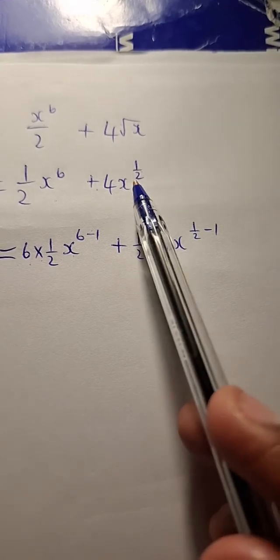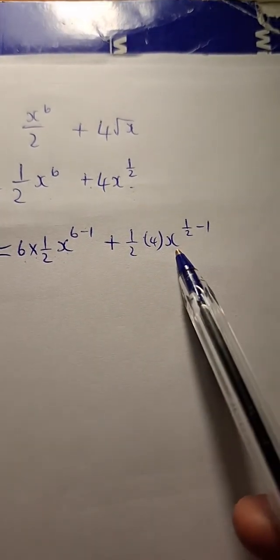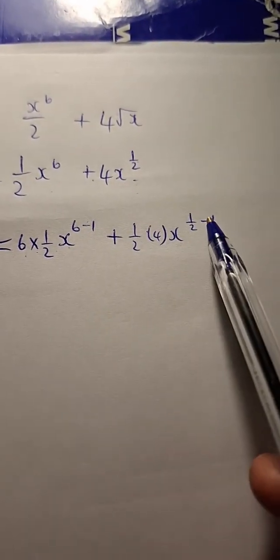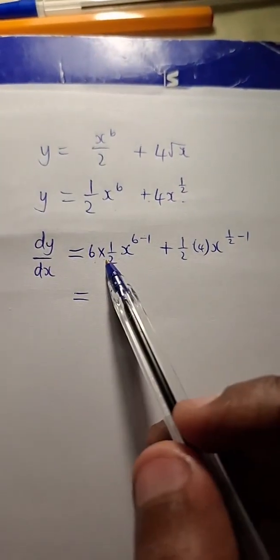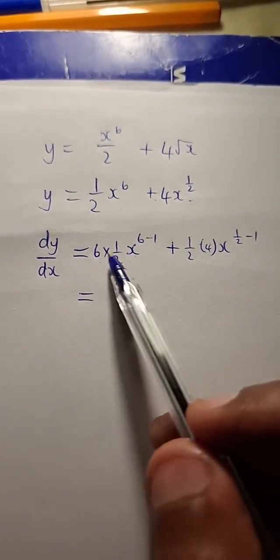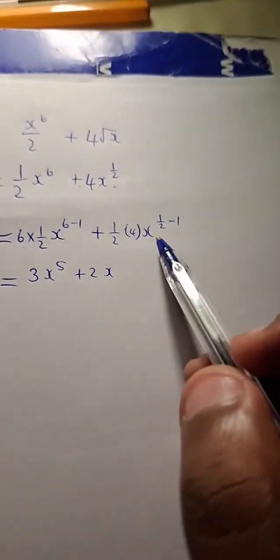We take the exponent half, we multiply it by the current coefficient, we retain the variable x, and then we subtract 1 from the exponent half. So this is what we constantly do when we are differentiating. Then what's 6 times half? Obviously that is 3x to the power 5, no problem. Then what's half times 4? That is positive 2x to the power. Now a half minus 1 will give you a negative half.